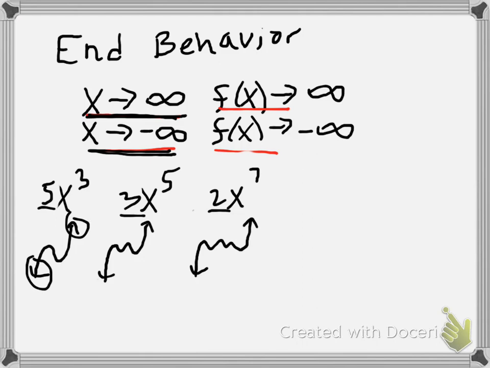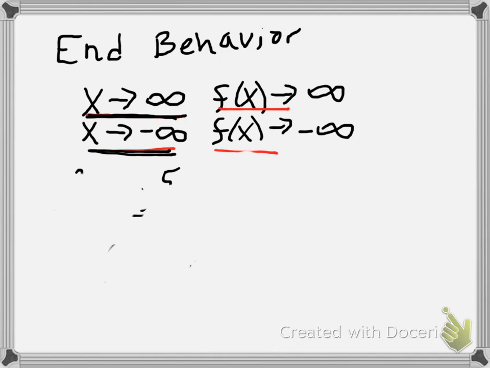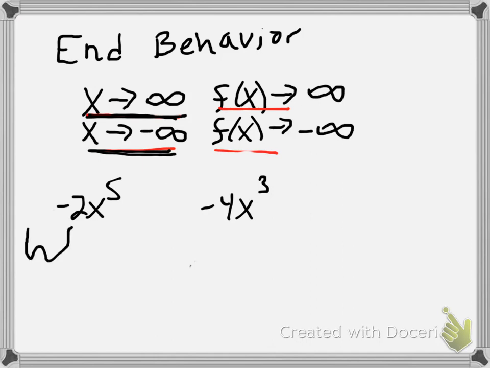Now if you had negative numbers, let's get rid of some of that. If you had an odd exponent but a negative number, let's say negative 2x to the 5th, or negative 4x to the, I don't know, 3rd, okay? Those are actually going to start at the top, and then they're going to end up going down.